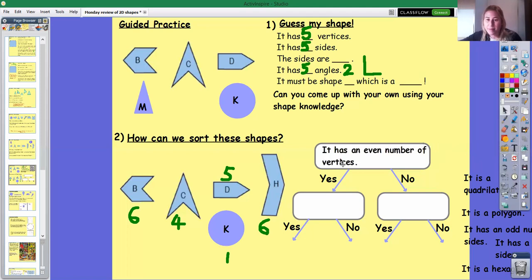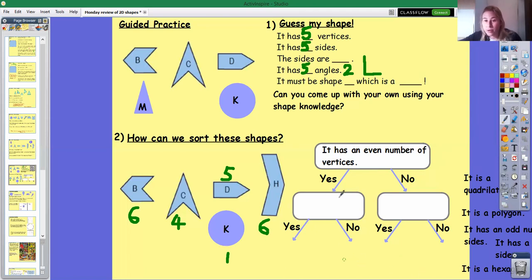So here's something I prepared earlier. I might say it has an even number of vertices. So I'd need to look now and think, well, which shapes can I say yes to that statement about? And which shapes can I say no to that statement about? And I can start to think about separating them.